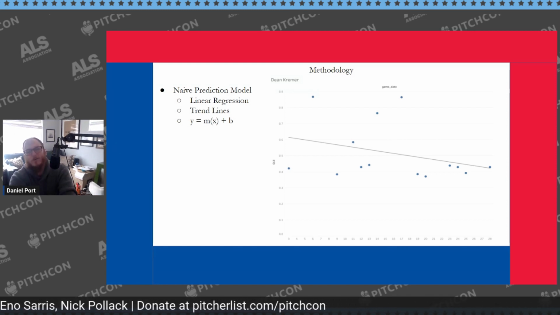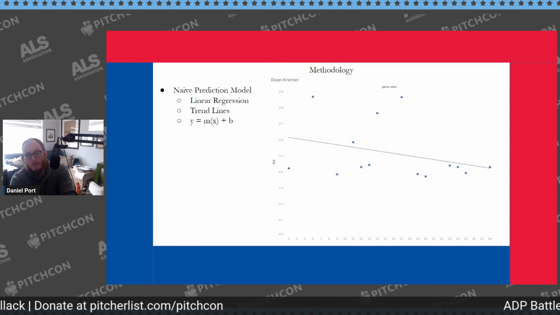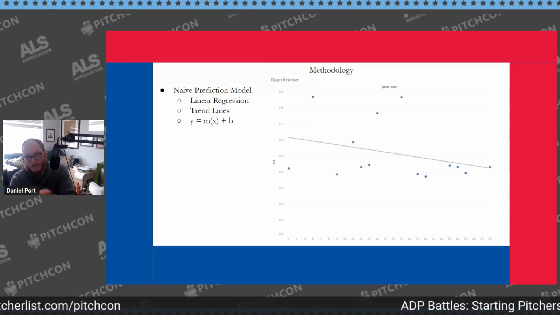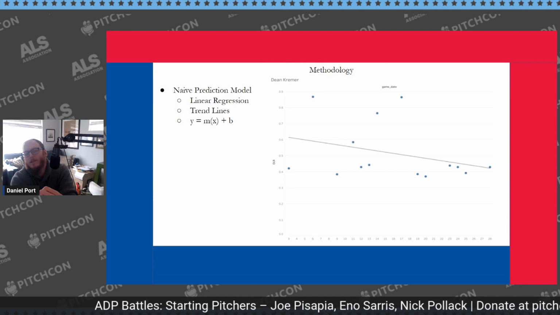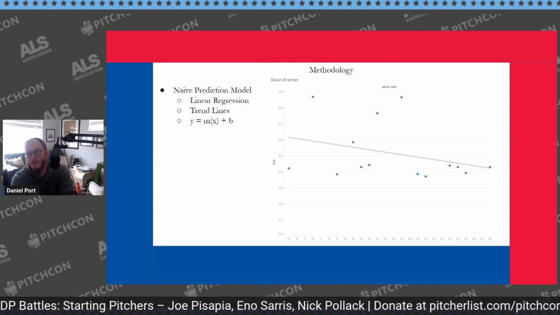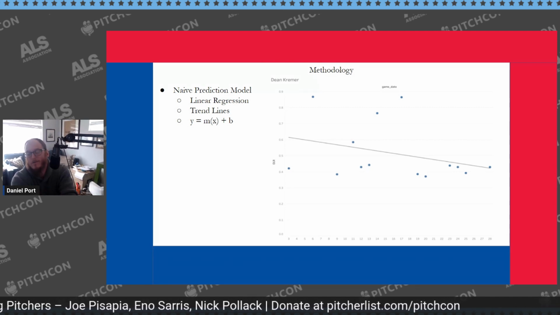What you usually do, and you can see here on this example, is you plot all your data points on essentially a scatter plot. And you try to draw a line, or what we call a trend line, that is the line attempting to come the closest to all of the points out there.